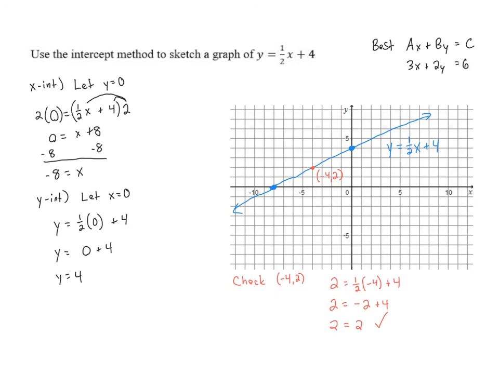The next method that we learn for graphing lines is going to be slope-intercept form. The next method is going to be a lot easier in this example. We're going to be able to graph it without doing any calculations at all. I promise you, you will love it.